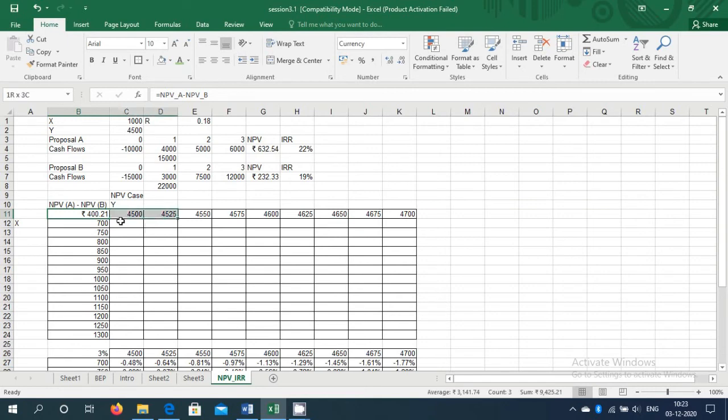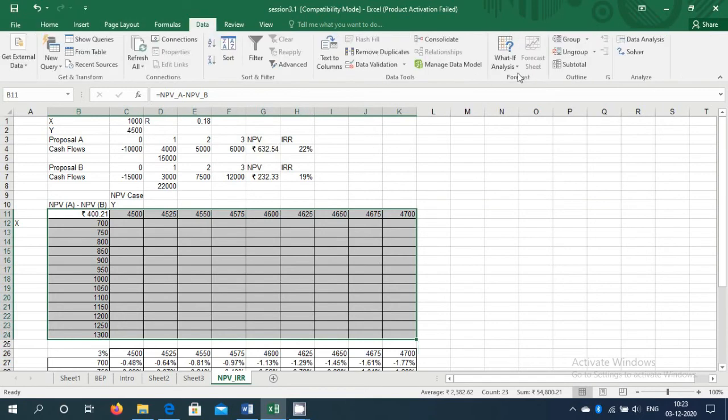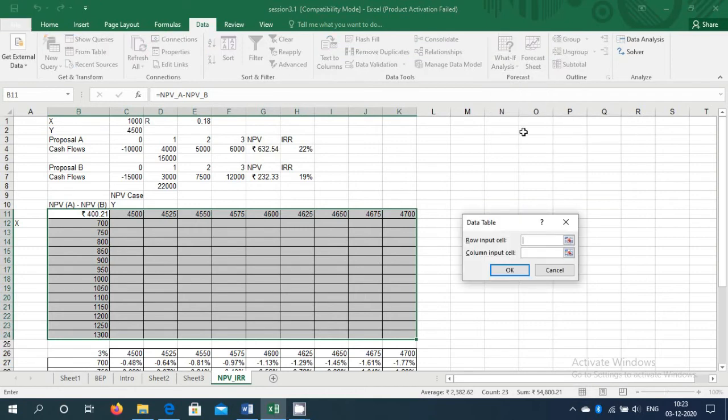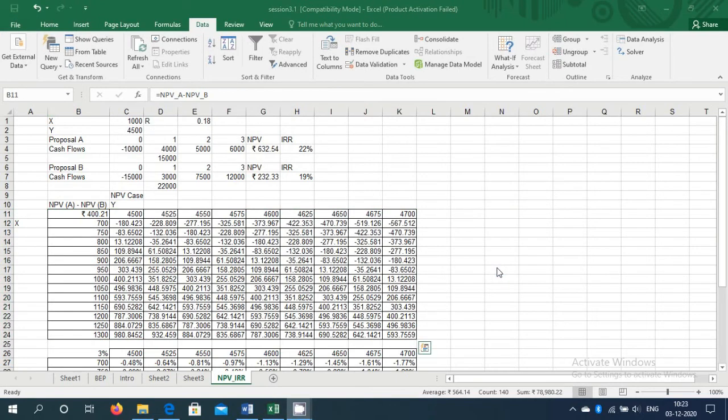After that I'll select the whole table. Then I will go to Data, What-If Analysis, Data Table. Then for the row input, y is the row input, and the column input is x. Then I'll press OK.